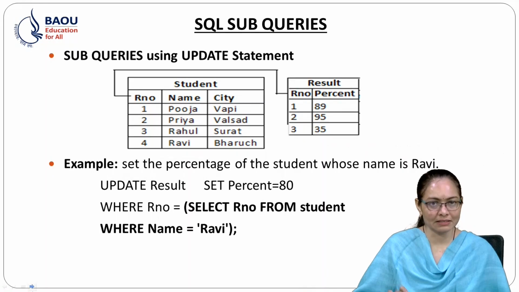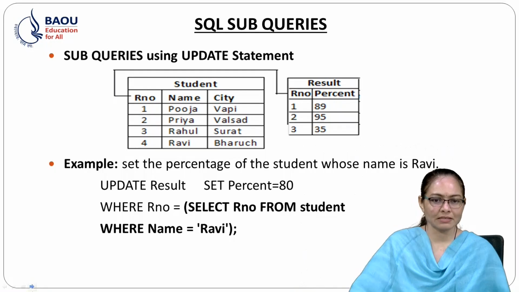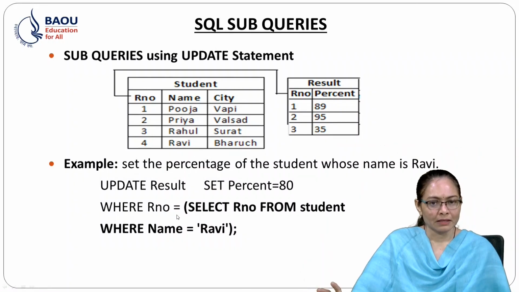How can we write the update command? Update result set percentage is equal to 80. It is up to you what percentage you want to give Ravi. So: update result set percentage is equal to 80 where roll number is equal to select roll number from student where name is equal to Ravi.